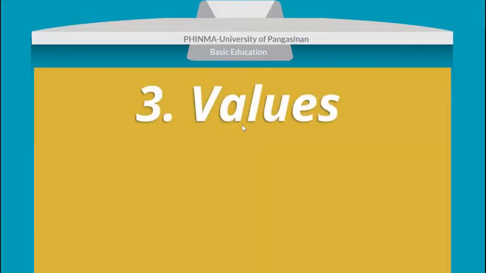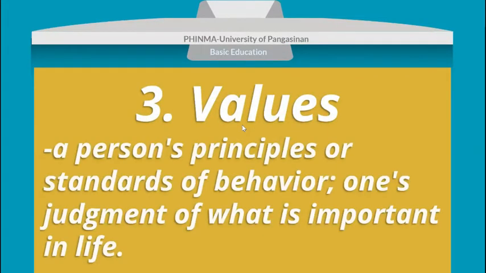Next, number 3, values. What is about values? A person's principles or standards of behavior, one's judgment of what is important in life. And we all know, each and every one of us has philosophies or principles in life. And that is connected within the culture or within our own culture.